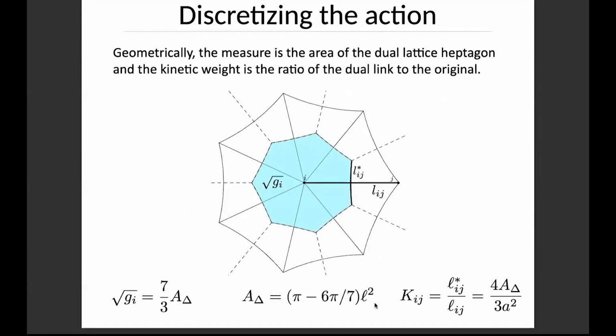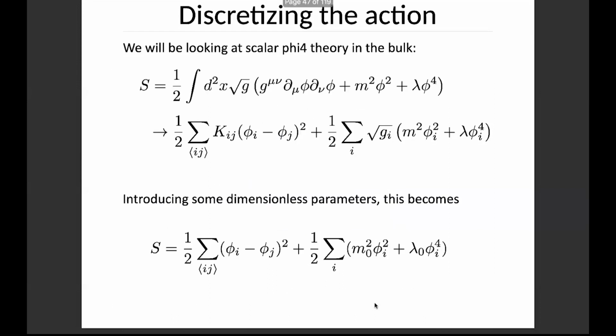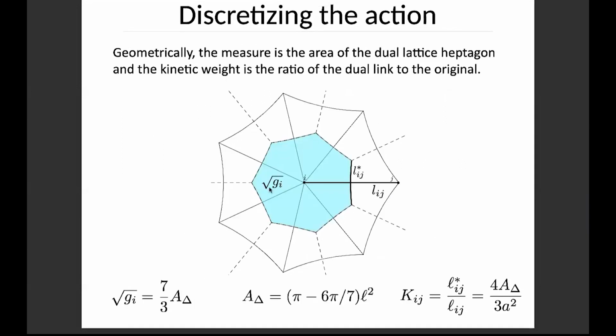It is interesting to understand geometrically what some of these terms are in the discretized action. The metric, the square root of g here, is just the area of the dual lattice heptagon. So this is one layer, you have 7 triangles here, of course, that's our lattice. There's a dual lattice, and one cell is described by this heptagon here. So the square root of g in this case is just the area of this dual lattice site.